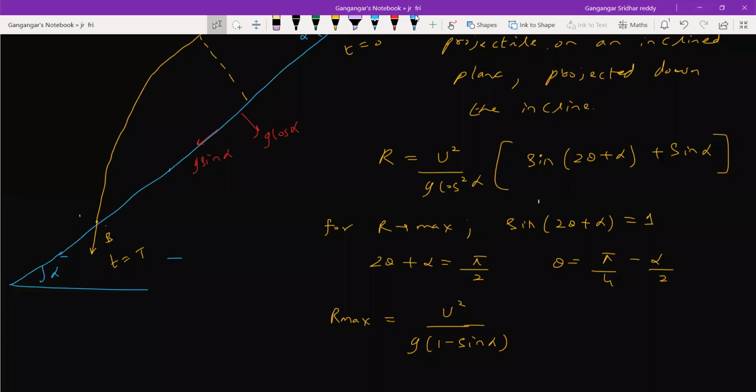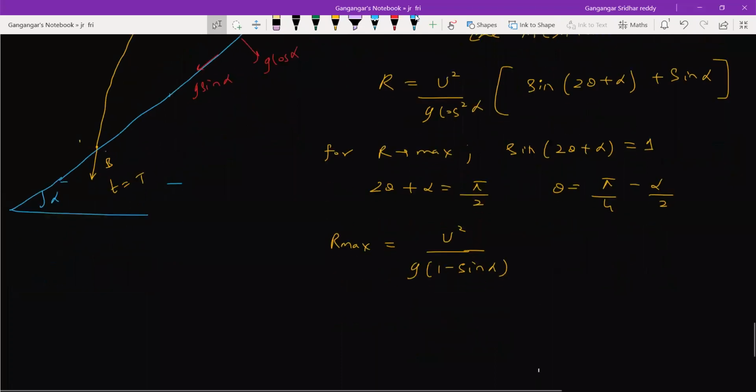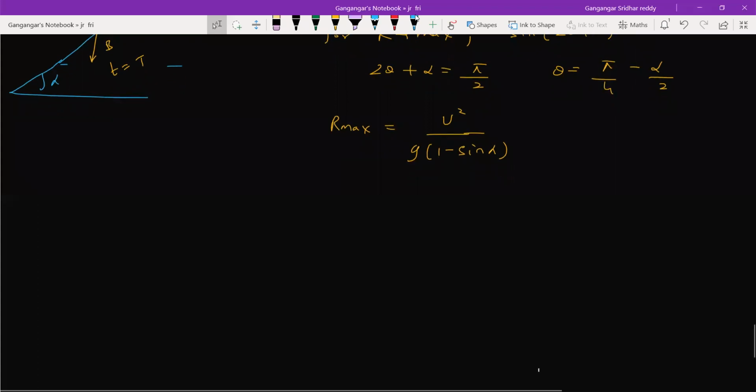Okay, this is about all the theoretical ideas that I had just proposed here. So let's get into the numerical part. In the numericals again, the only standard approach is resolving the velocity parallel and perpendicular to the incline, and resolving the acceleration due to gravity parallel and perpendicular to the incline.